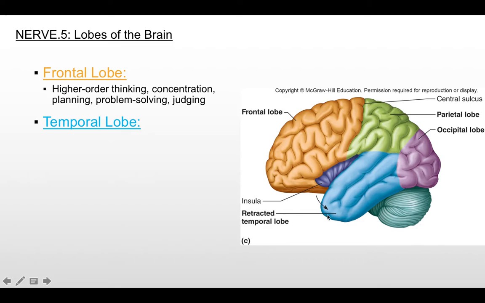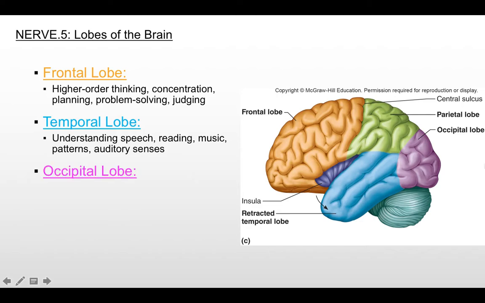Your temporal lobe, sitting here on the lateral side of your brain, is close to your ear, so a lot of it has to do with auditory function. So hearing and understanding speech. There are pieces of it that respond to music and reading and patterns.